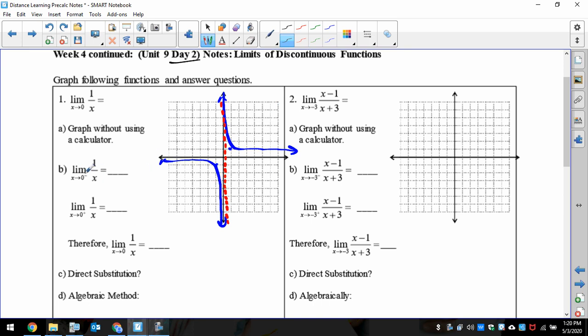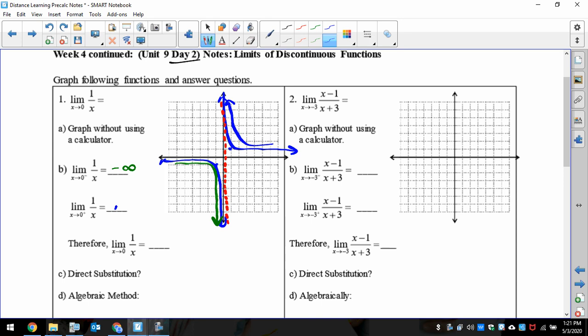So here, what is the limit as x goes to 0 from the left-hand side? So from the left, that's from this side, let's follow the graph and get close to 0. And the graph is going down. So as I get closer and closer to the vertical asymptote on the left side, that means we're going to -infinity. Now let's come from the right side of 0.